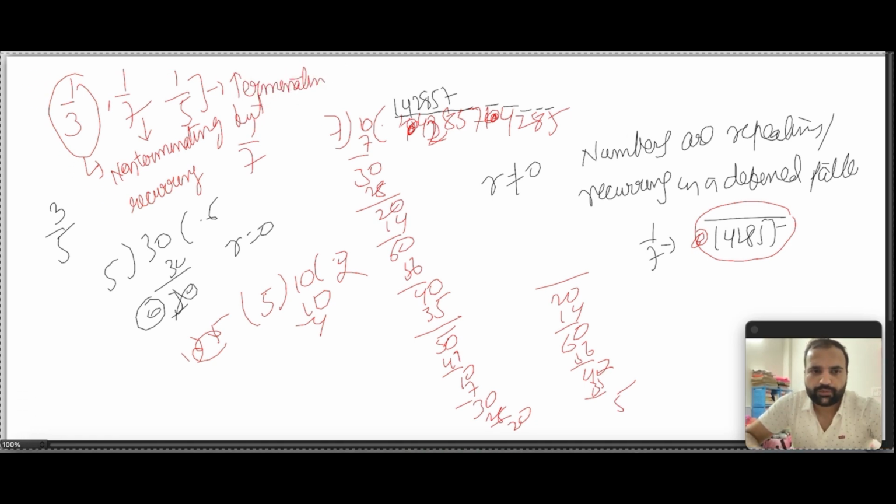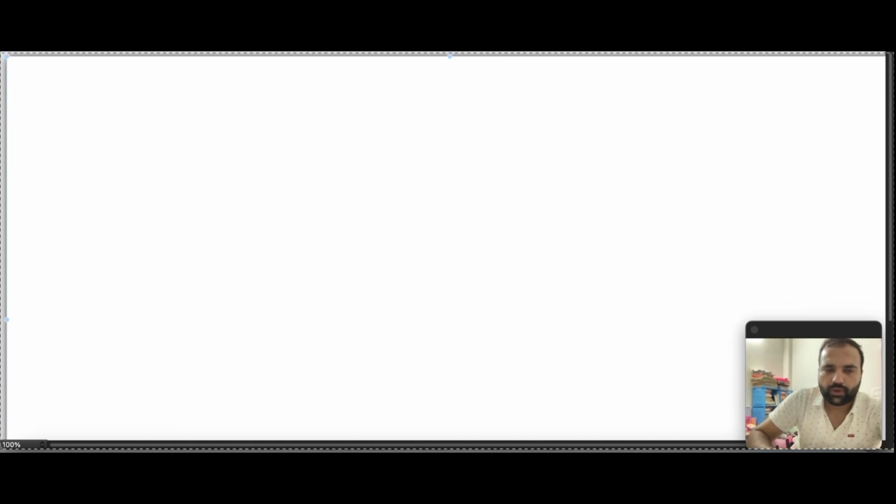So what we have learned is that if we want to categorize rational numbers further, if we want to break them down, there are two different types of rational numbers. One of them is what we call terminating.